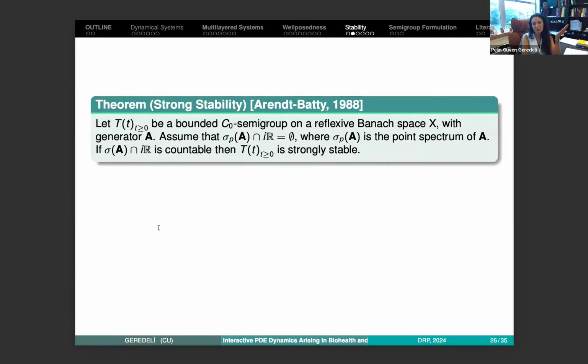To prove strong stability, my recipe is actually the Arendt and Batty result, which is given as follows. For the generator of the system A, I'm looking at this spectrum. Here I'm looking at the eigenvalues. So this theorem just says that there shouldn't be any eigenvalue on the imaginary axis for the operator A. And then look at the whole spectrum, and the intersection of the spectrum with the imaginary axis should be countable. Then your operator semigroup is strongly stable, or your solutions will decay to the 0 state asymptotically. So this is the recipe I use.